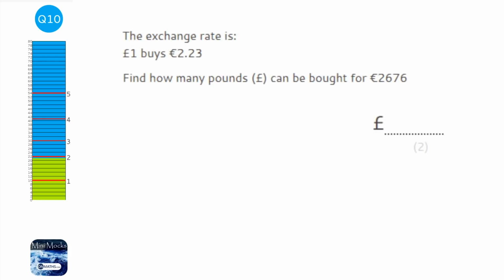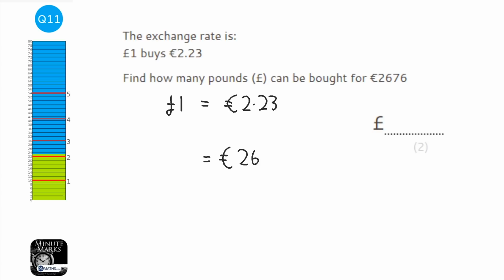Okay, so there are quite a few different ways of doing this question. One way I'm going to show you now: the fact that £1 equals, not very good at drawing euros, 2.23 euros, and we need to get it equal to 2,676, and so we've got to work out how you get from here to here.